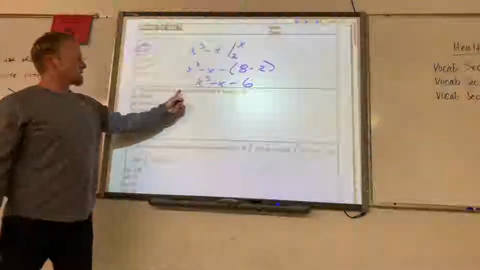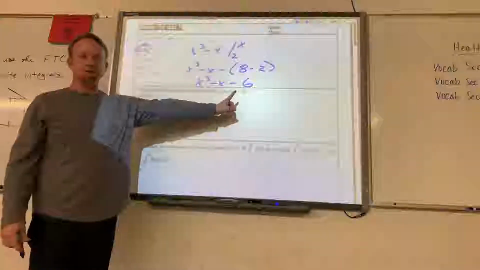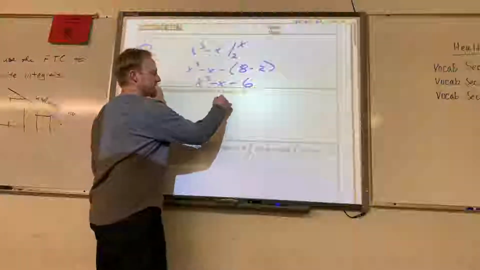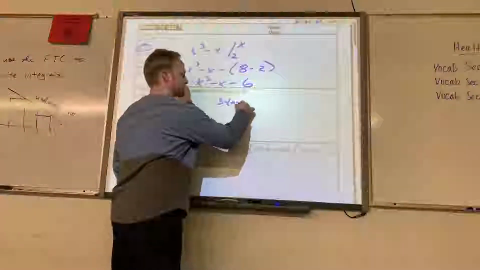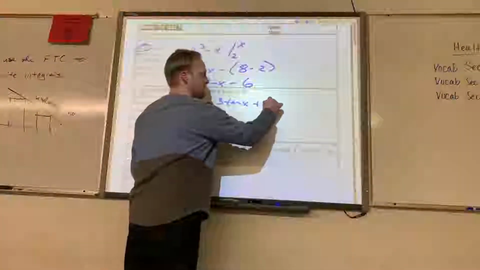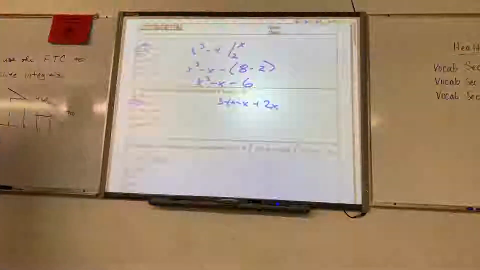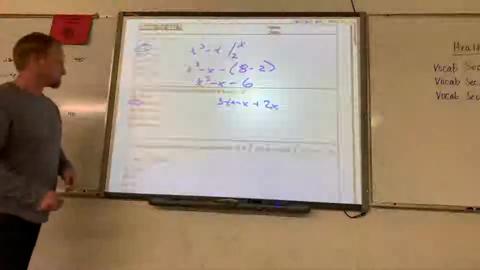On this one, which of the following is an antiderivative of this? That just means I want to integrate this. If I integrate secant squared, I get tangent. If I integrate 2, I get 2x. 3 tangent plus 2x. Simple as that. Number 3.